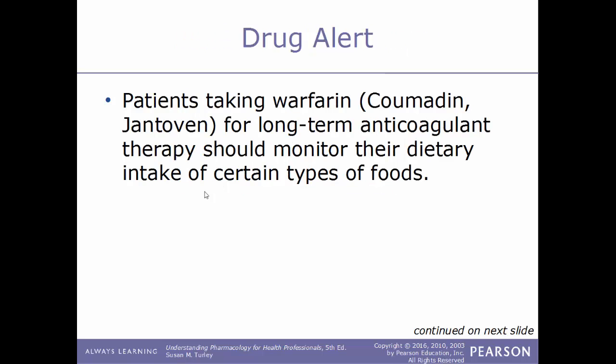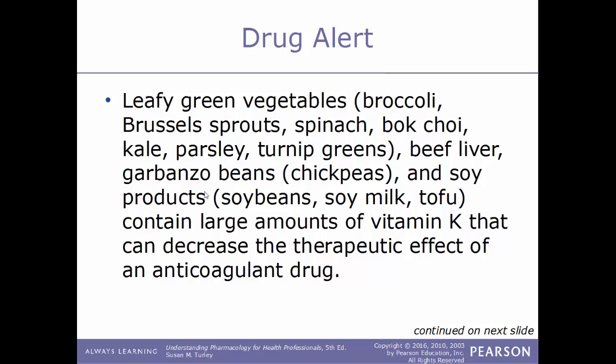This leads us to another drug alert. Patients that are taking warfarin, either Coumadin or Jantoven, for long-term anticoagulant therapy should monitor their dietary intake of certain types of foods. Leafy green vegetables like broccoli, Brussels sprouts, spinach, bok choy, kale, parsley, turnip greens, also beef liver, chickpeas, and soy products contain large amounts of vitamin K that can decrease the therapeutic effect of the anticoagulant drug.